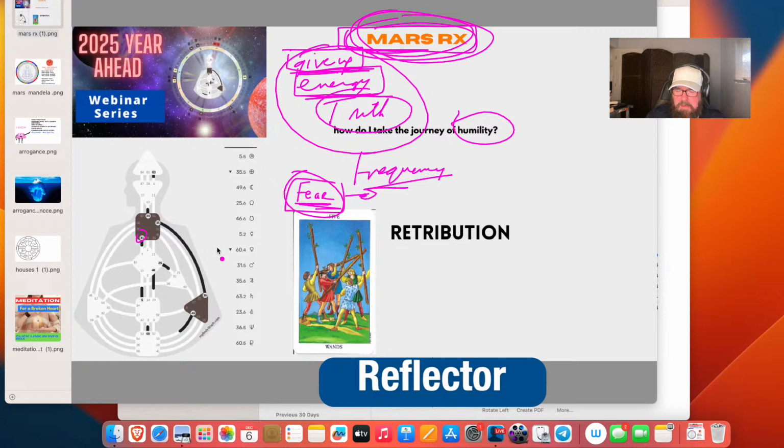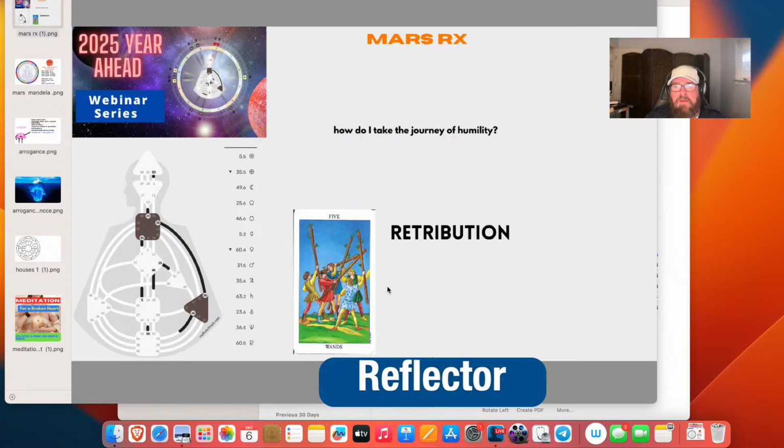Anything else for the reflectors? I think that's it. Okay, so that's what I have.